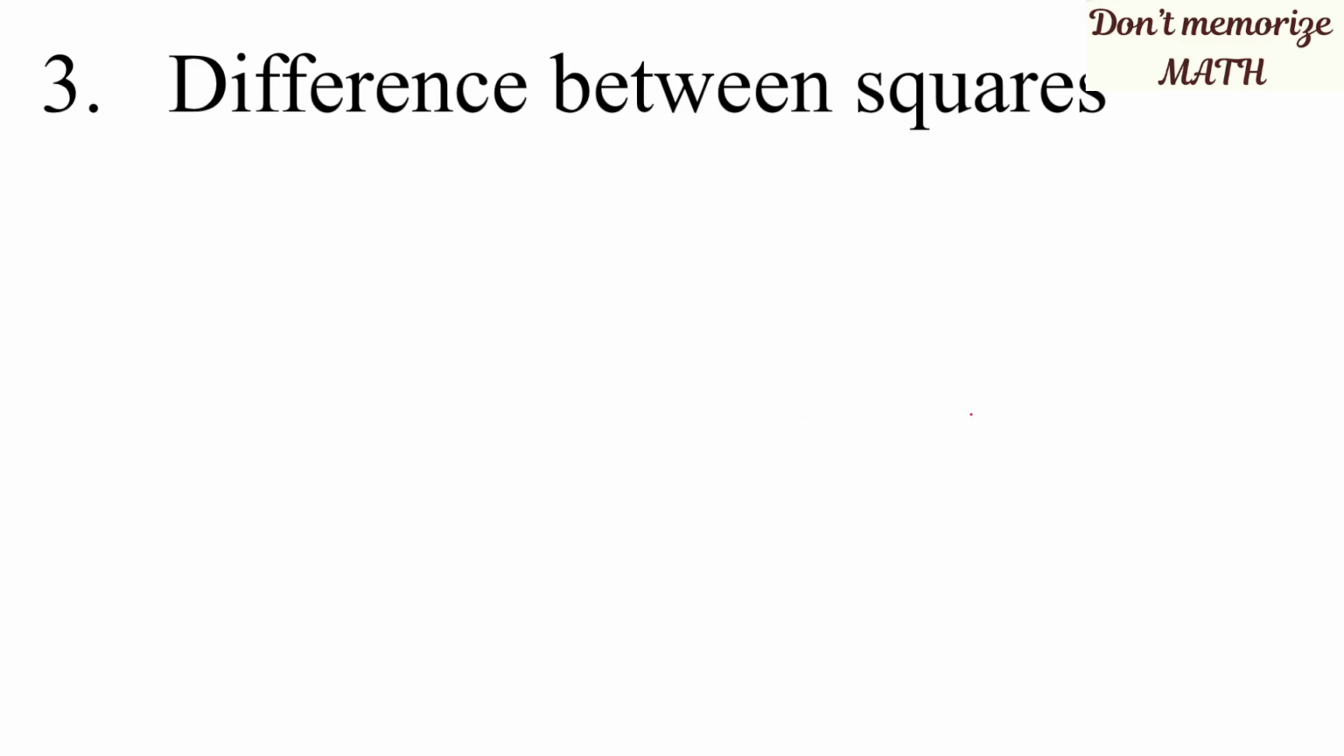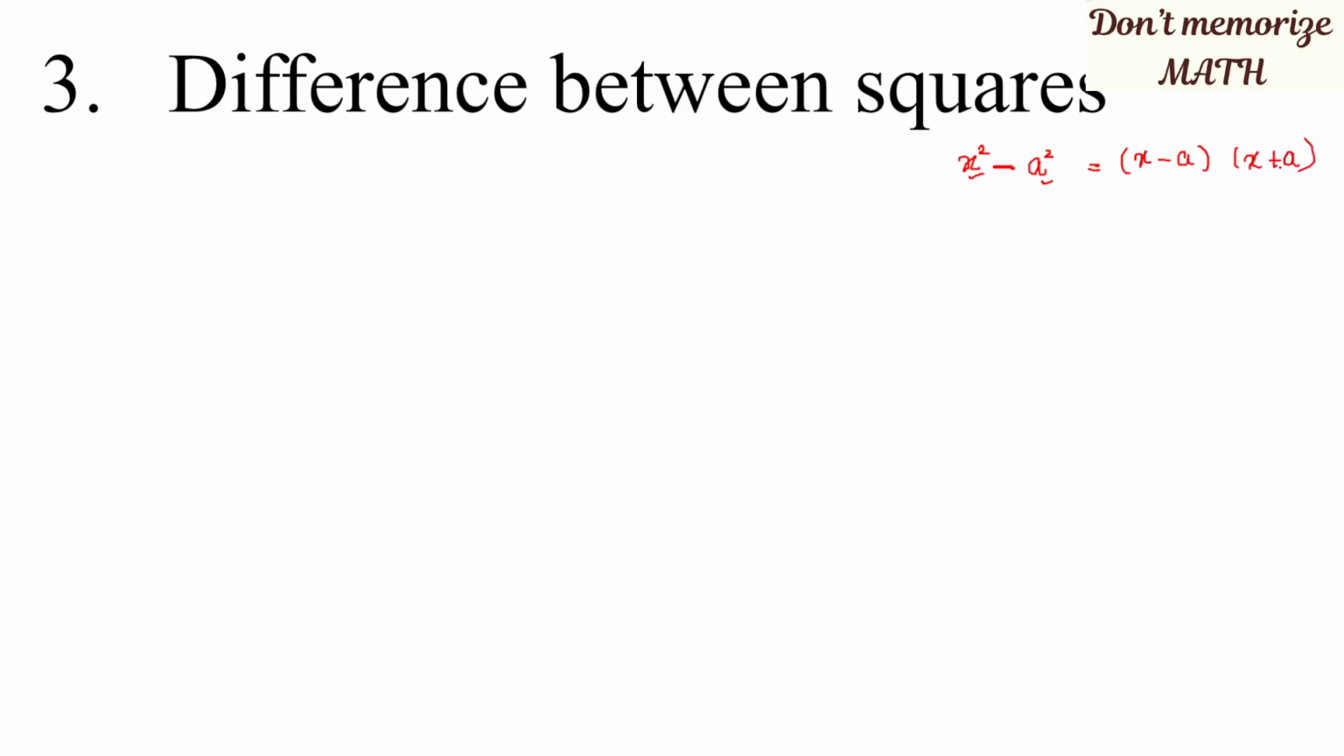Difference between squares, what do you mean by it? Difference means minus. Between squares, the left side and right side must be square numbers, like x square and a square. So x square minus a square, you can directly factorize, both of them are square. Just take x and a, only the numbers, don't take squares. The first factor will be x minus a, the second factor will be x plus a.